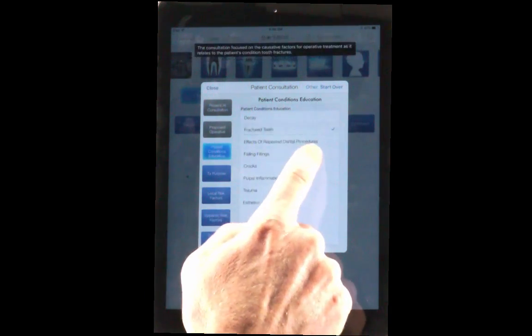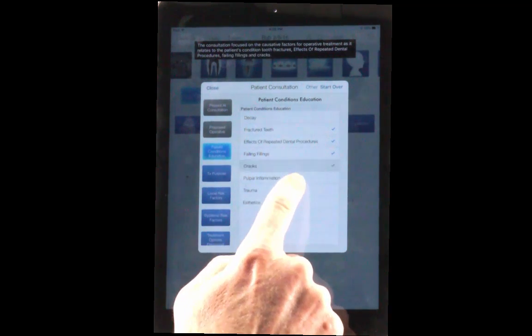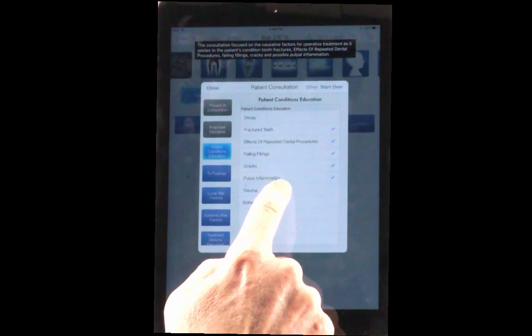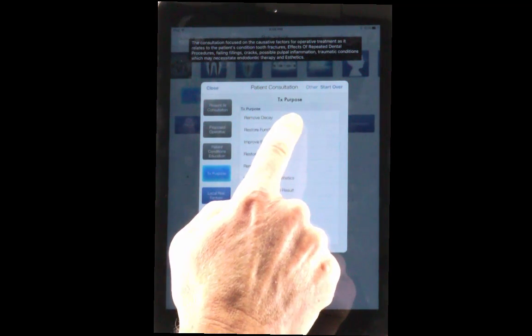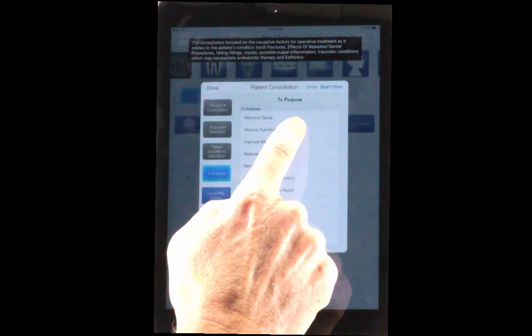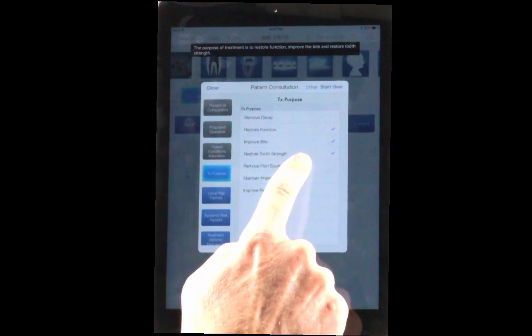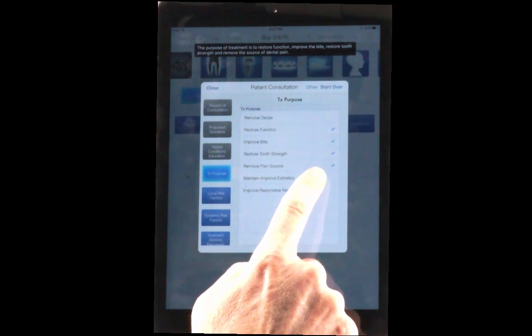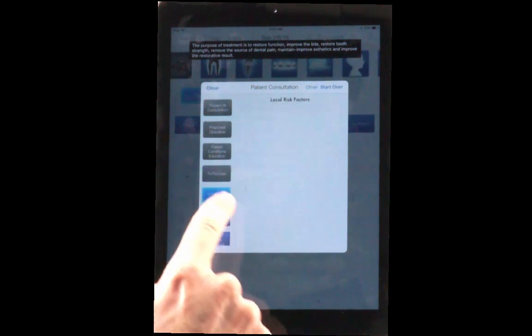Patient conditions: fractured teeth, repeated dental procedures, failing fillings, cracks, pulpal inflammation, trauma, and we'll talk about aesthetics briefly. We have treatment purpose: restore function, improve the bite, restore tooth strength, remove the pain source, improve aesthetics if we can, and improve the overall restorative result.